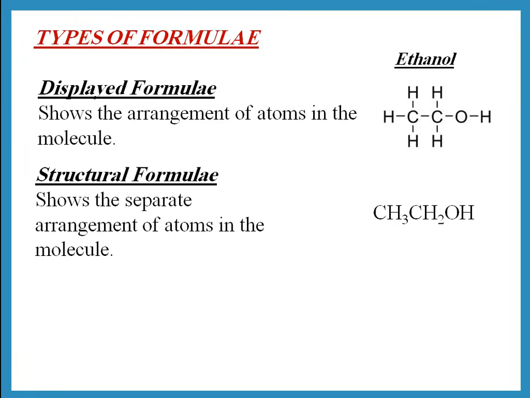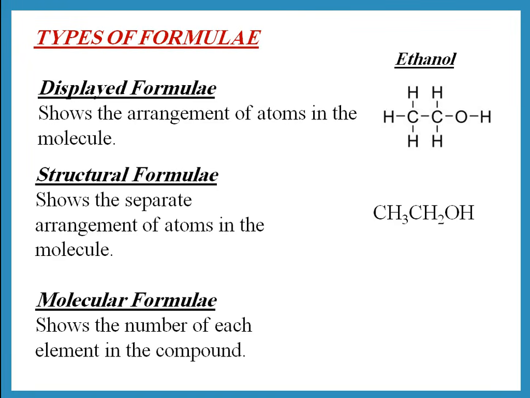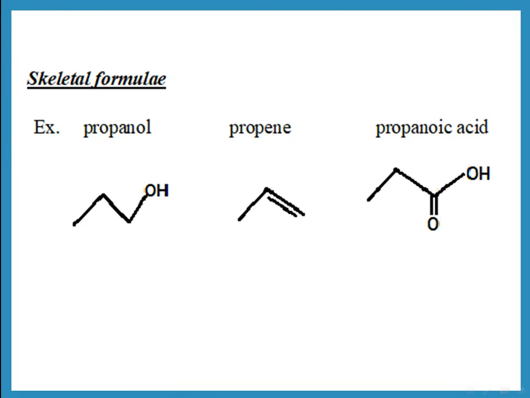So that first carbon has 3 hydrogens, the second carbon has 2 hydrogens and an OH, so that would be the structural formula. You already know that the molecular formula is the total number of carbons, hydrogens, and oxygens. So the molecular formula for ethanol would be C2H6O. But we also have something called skeletal formula.